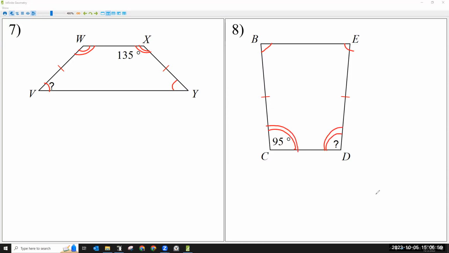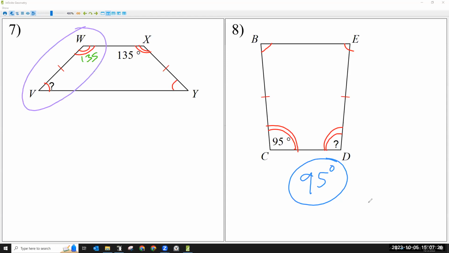Well, let's skip to number 8 because right off the bat I say, oh, well, if those 2 angles are congruent and it gives me 95 and asks me for D, well, D has to be 95 degrees. Boom, done. For 7, slightly more work I need to do. What I need to know is that, okay, this is 135. This is also 135. And these 2 and these 2 are supplementary.